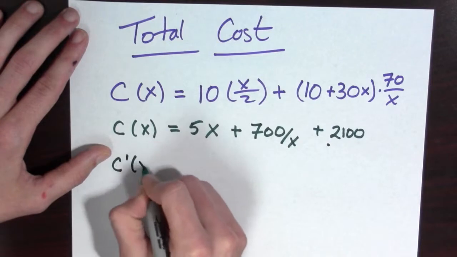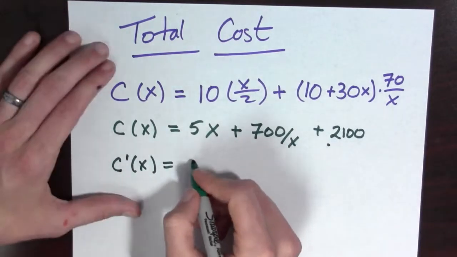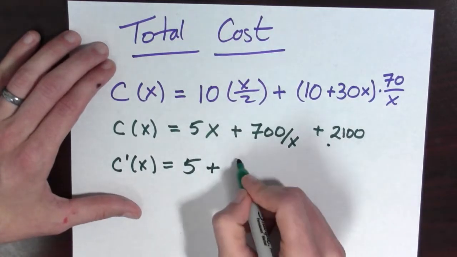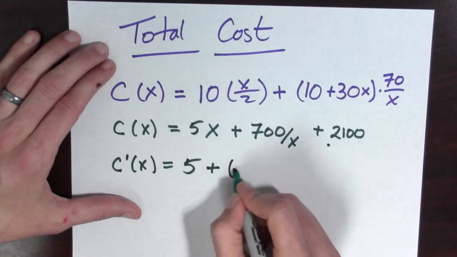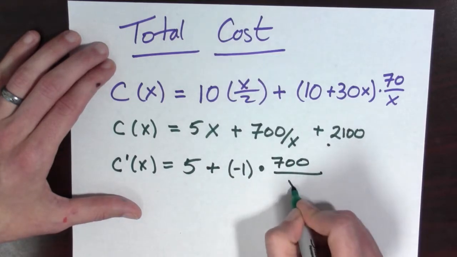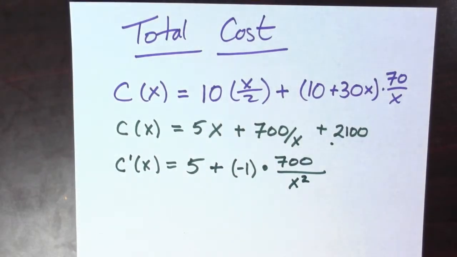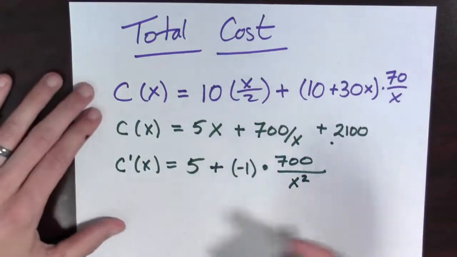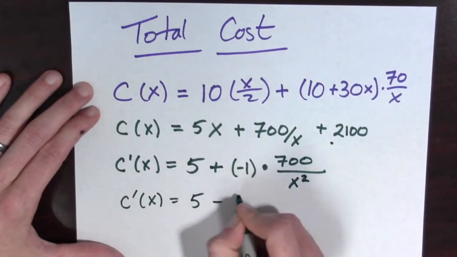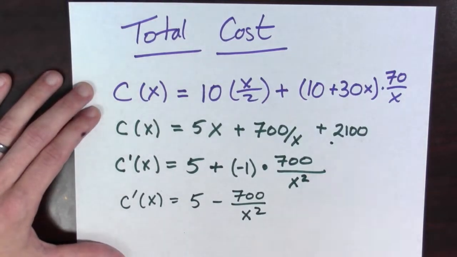So this is our formula, and this is something that we can easily differentiate. C prime of x is now equal to 5 plus minus 1 times 700 over x squared. There we go. And we can even simplify this down a little bit more. C prime of x is equal to 5 minus 700 over x squared.